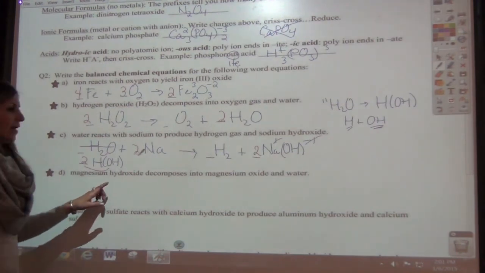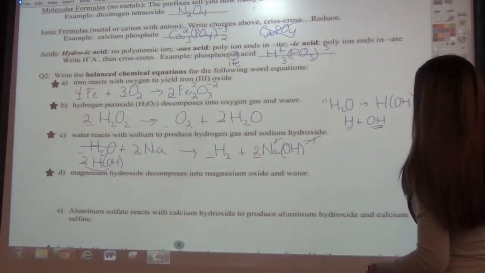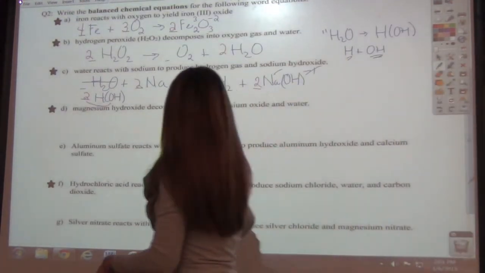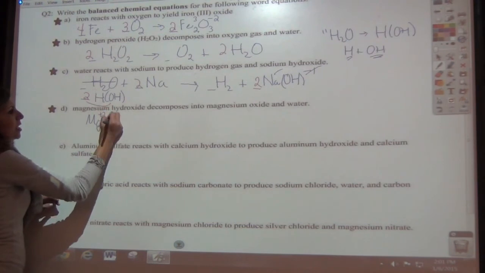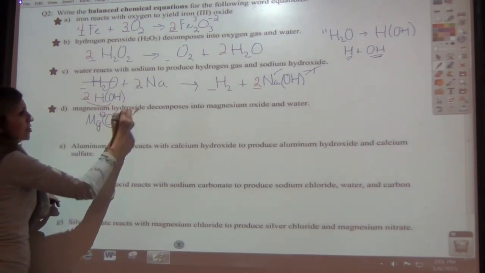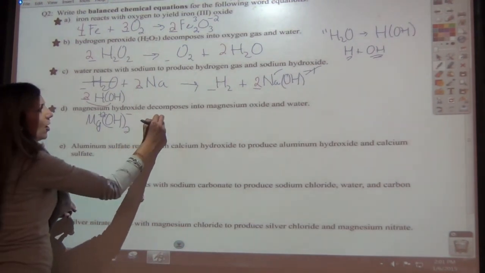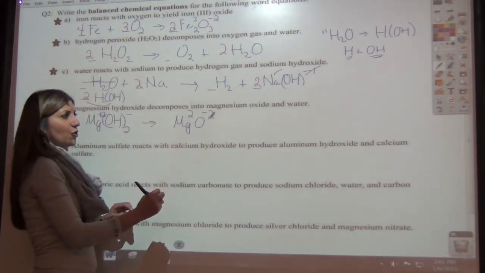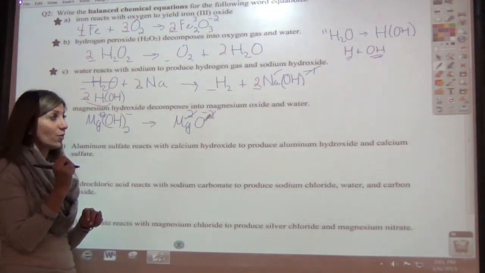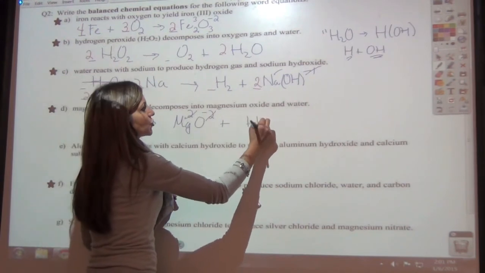Okay? And then the last one I want to do is this one right here. Magnesium hydroxide decomposes. It's Mg plus 2, and hydroxide is OH minus, so it's Mg(OH)2. And it's decomposing into magnesium oxide, which is a 2 and a negative 2, which means they cancel out. They balance out. And water, H2O.